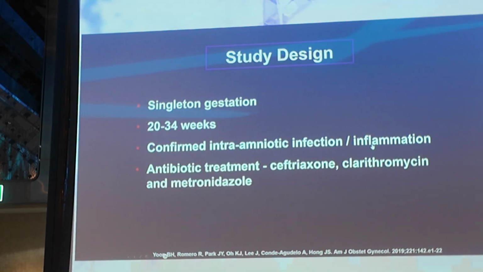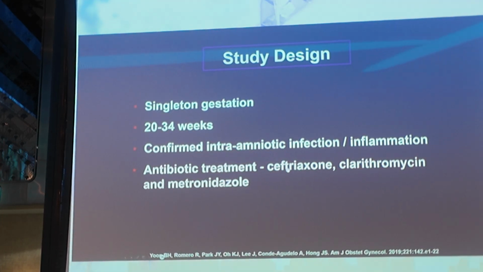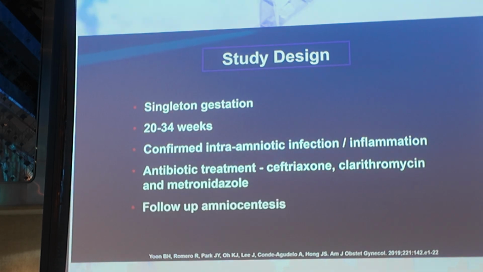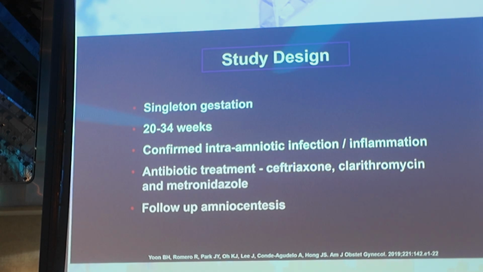All patients who had infection or inflammation were given antibiotics. So you need to remember that this includes intra-amniotic sterile inflammation. They were given cephalosporin, clarithromycin, and metronidazole. The doses are in the next slide. And then the patients were offered a follow-up amniocentesis.